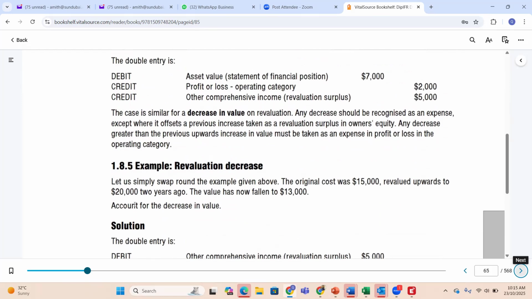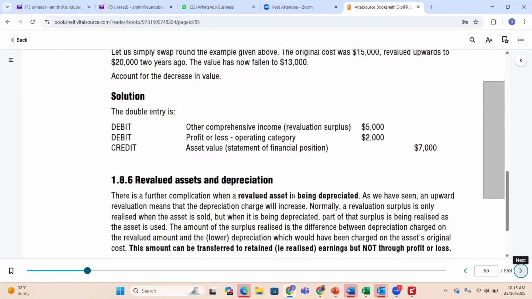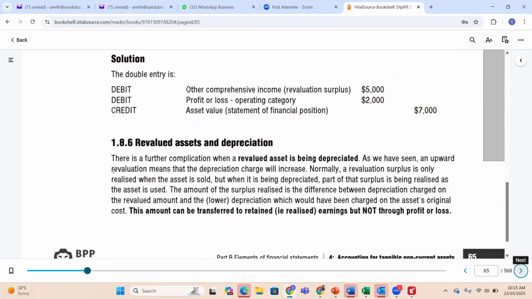Original cost valued upwards to 20,000 2 years ago. The value has now fallen to 30,000. So use the previous revaluation surplus first, and then. Okay. Now there is a further complication when the revalued asset is being depreciated. We saw that complication. It's just that you have to be wary.